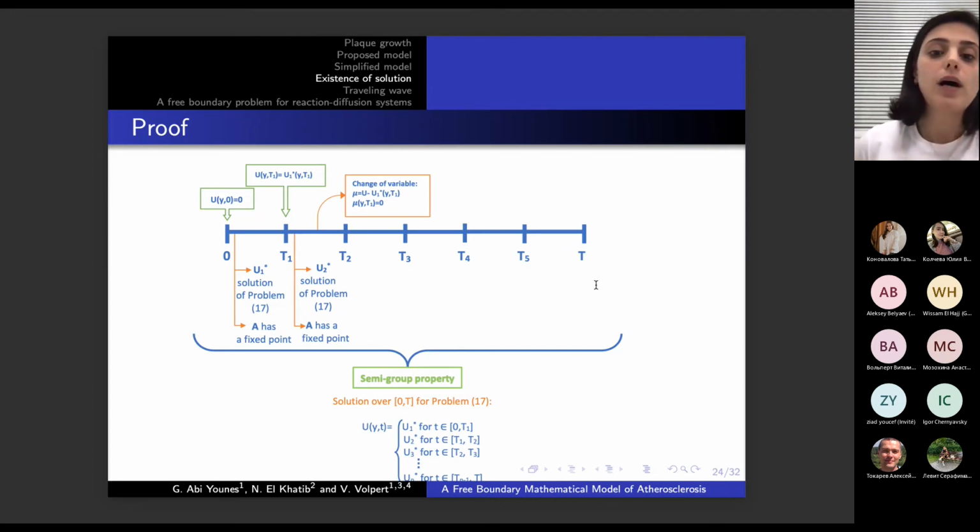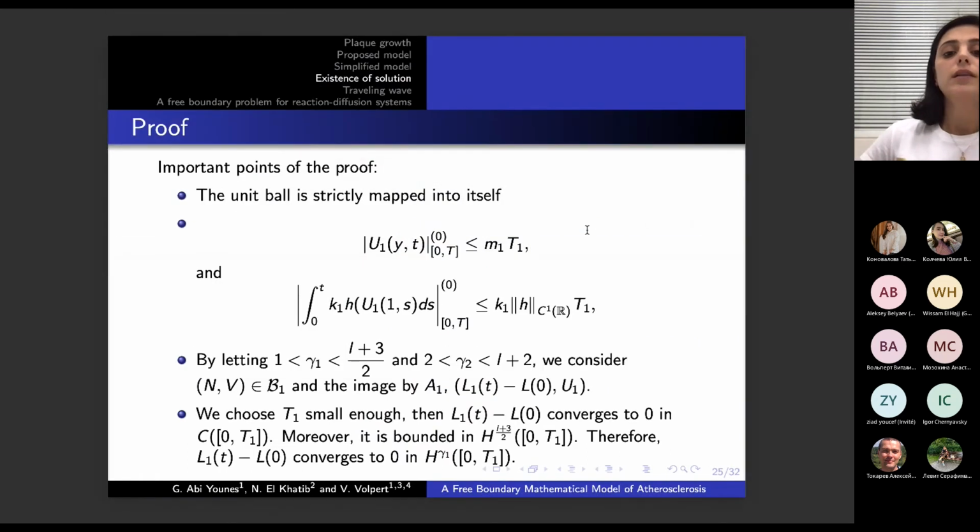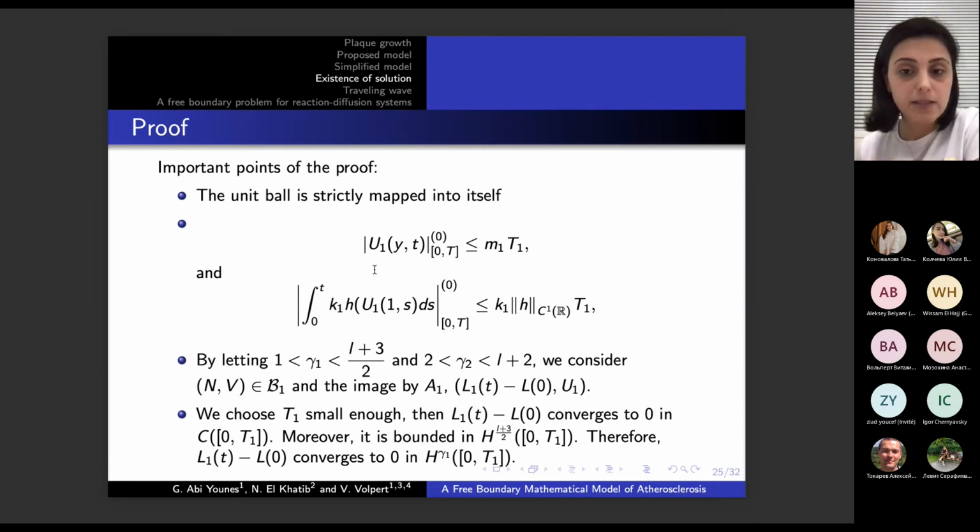So one may ask why we cannot directly find the solution over 0 t. The answer is because in our estimation, t1, or the time, appears. Our goal is to prove that the unit ball is strictly mapped into itself, to prove that we have a fixed point for the operator A. So if we take U and V in the unit ball, we need to prove that the norms of U and L in the Hölder spaces are strictly less than 1.